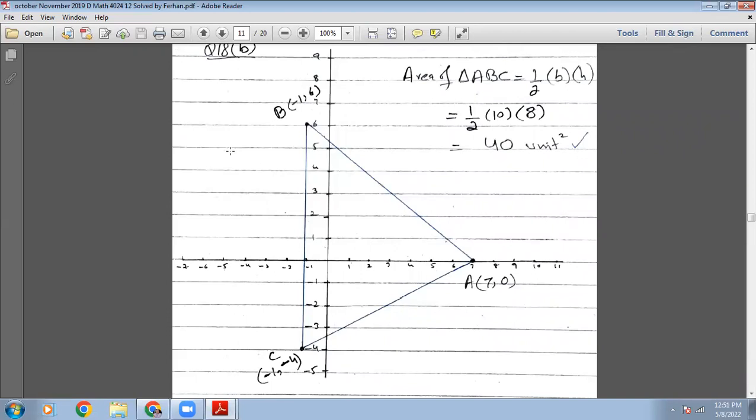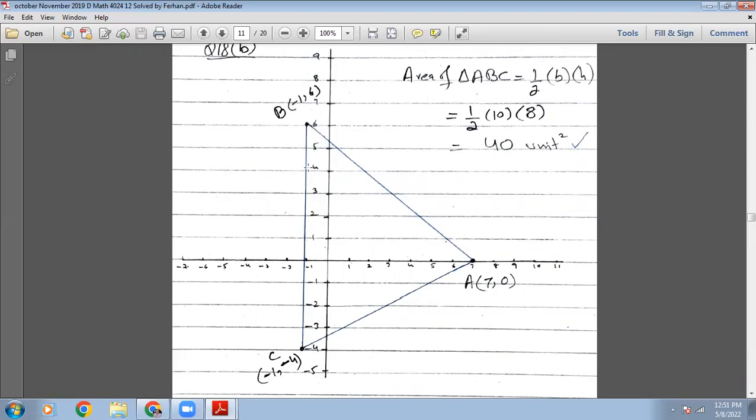So what I have done, I have drawn at the back of your paper, you will have the blank pages. You can draw this grid there. So I have made a grid here, and I plotted the A, B, and the C. C coordinates were -1, -4, B coordinates were -1, 6, and the A coordinates were 7, 0.